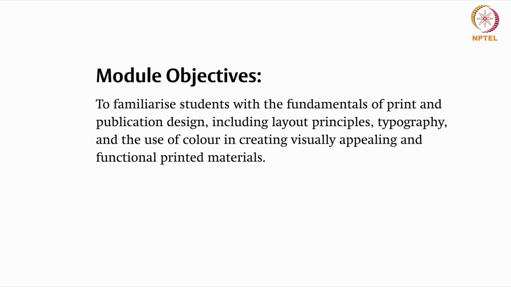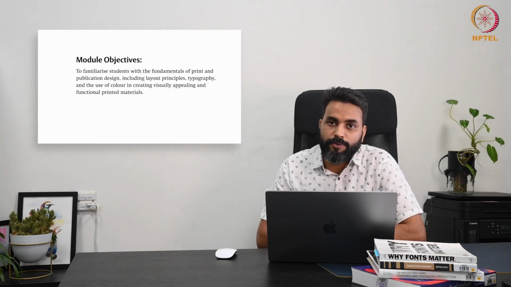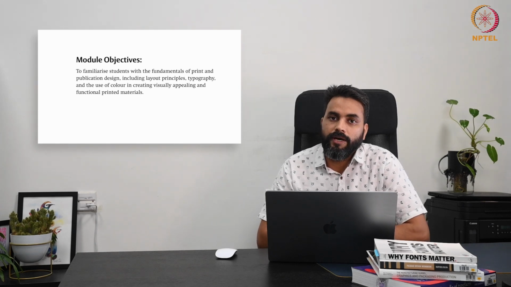The whole objective for this session on print and publication design is to make you understand the fundamentals of print and publication design, including layout principles, typography, and the use of color in creating visually appealing and functional printed materials. Typography we have already covered as a separate module, and that is going to help you in this discussion and understanding of this module as well.